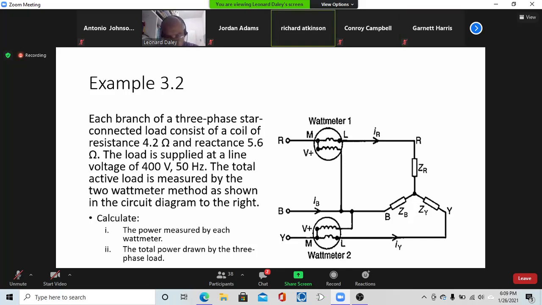Sir, all impedances are the same, right? Yes. Each branch consists of a coil of resistance 4.2 ohm and 5.6 ohm reactance.